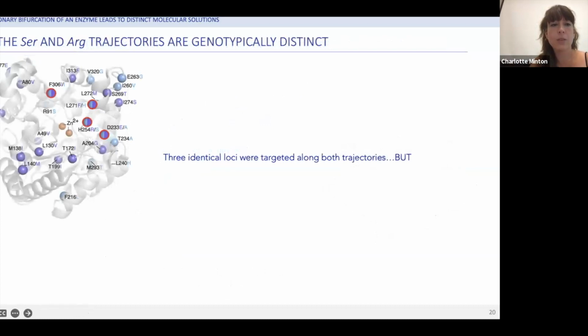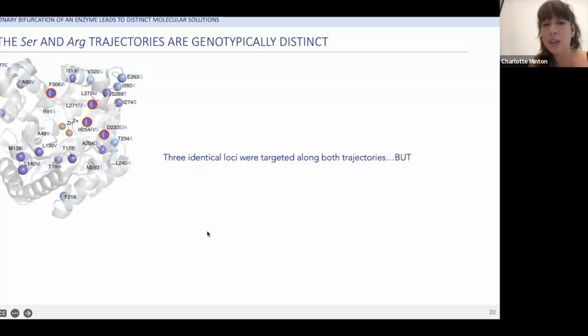When we look at the distribution of the mutations, you can see in purple, by the way, for the rest of the talk, purple will be this arginine trajectory, and blue is anything that pertains to the serine trajectory. In purple, you can see that the arginine trajectory mutations are scattered all over the protein, the active site being here, represented by these 2 zinc ions. And you can see that the blue mutations are more localized in this part of the protein.